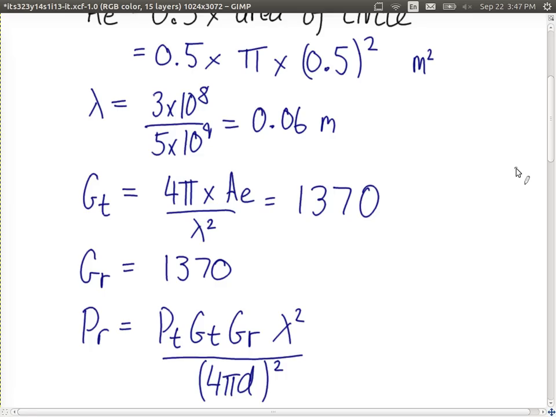Just make sure you use the right units. PT, 1 watt, so 1. GT, 1370. GR, 1370. Lambda, 0.06. Lambda squared. D is 1,000 meters. Okay, distance in meters, not kilometers. So it's not 1, it's 1,000. Plug it in and you get some number as output.